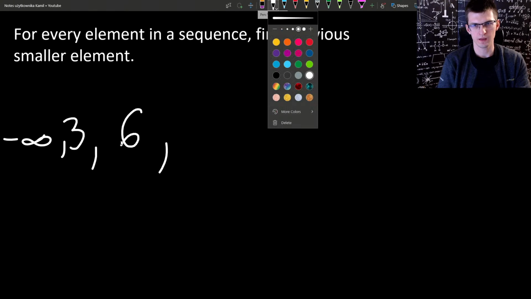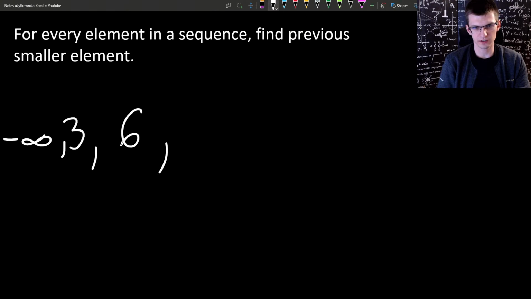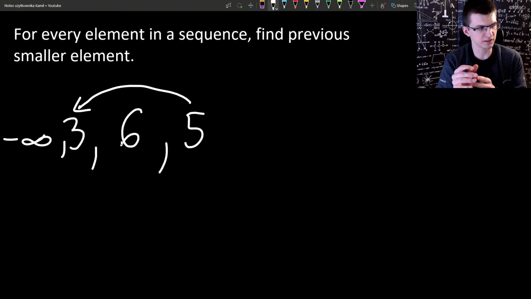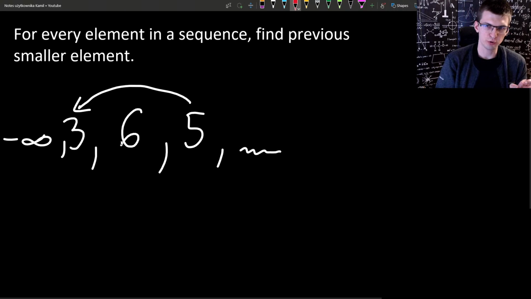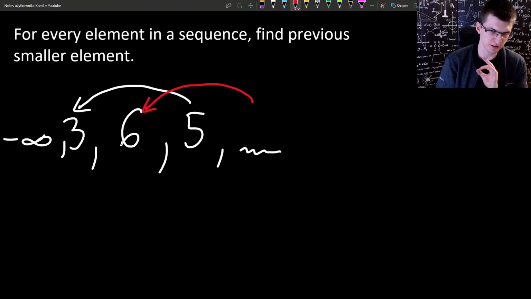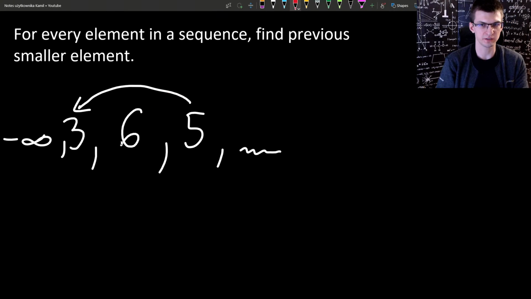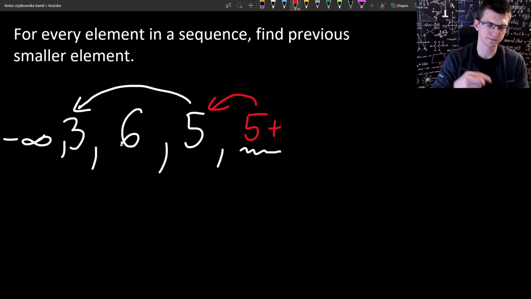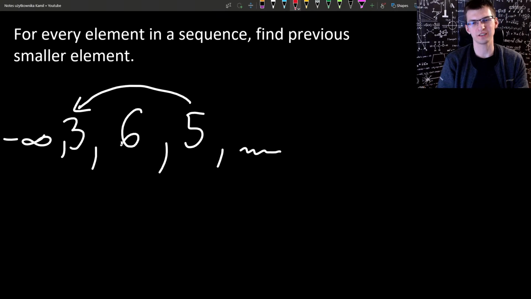Right. Now, assuming that we have this situation with, let's say, a 5, it points like that. We remember that 5 knows that the previous smaller element was on this position, because actually we want to remember position, not the value. Then when there will be some new element here, there will never be this edge. 6 will never be previous smaller element, because 5 is better. If this element is bigger than 5, 5 plus, then it will be like that. If smaller than 5, then it will point to 3. What does it mean? It means that we can forget about the 6.